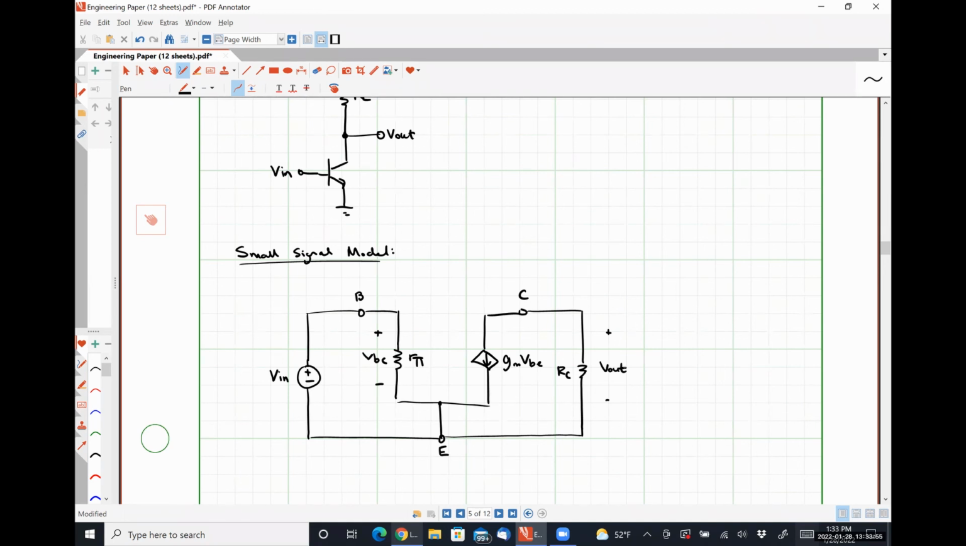R pi, exactly right. So if we're looking for the resistor that we see between these two points, it's R pi. We're done. R in is equal to R pi.